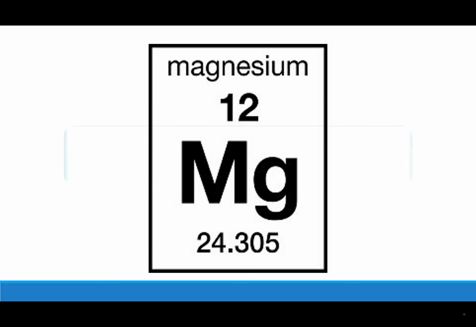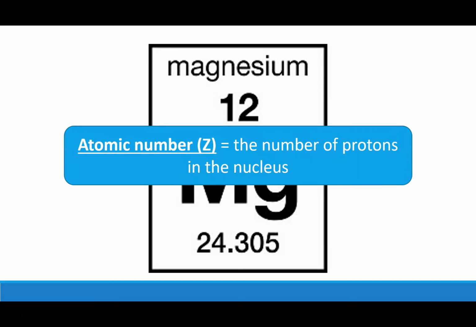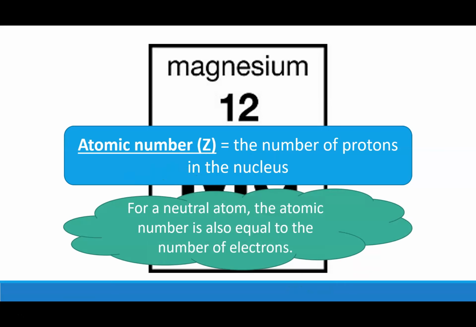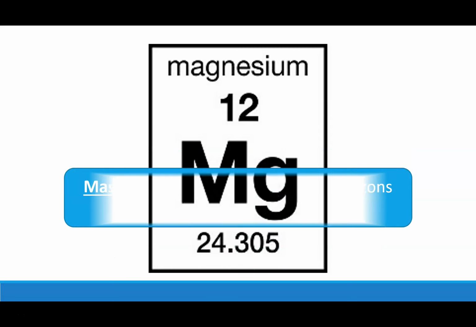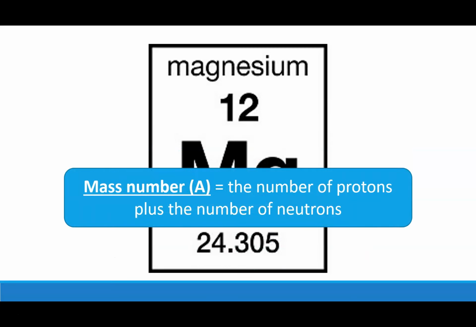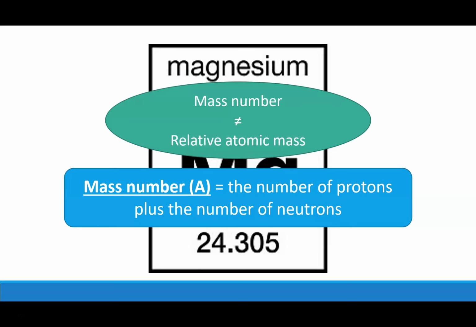The atomic number, symbolized by the letter Z, is the number of protons in the nucleus. Because protons are positive and electrons are negative, the atomic number is also equal to the number of electrons in a neutral atom. The mass number, symbolized by the letter A, is the number of protons plus the number of neutrons. It is important to note that the mass number and the relative atomic mass are not the same thing. In the case of magnesium, its relative atomic mass is 24.305, but its mass number is 24.